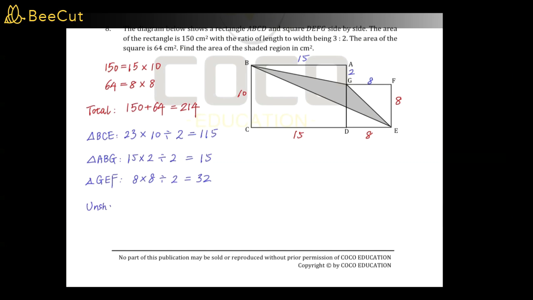So we can find the sum of the unshaded. 115 plus 15 plus 32 equals 162. So the last step, we check area of the shaded. We use the total, 214, minus the unshaded, equals 52.